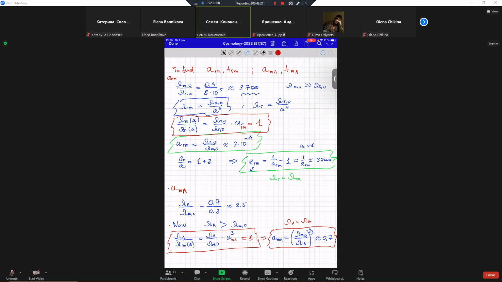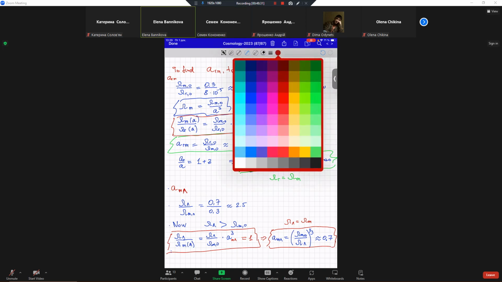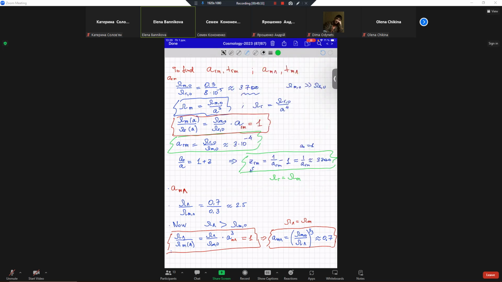So why do we have a different power? Because look here, we have omega m, which is a function of the scale factor like this, and omega r is a function of A like this. If you divide this one by this one, you will obtain the first power of A. It's understandable here.